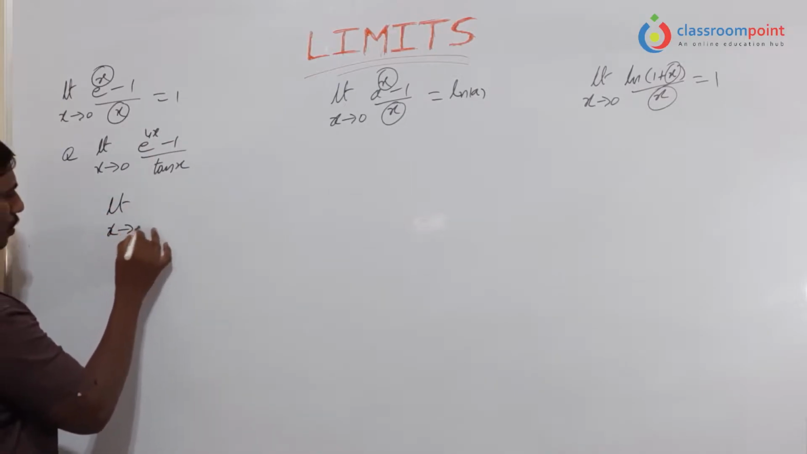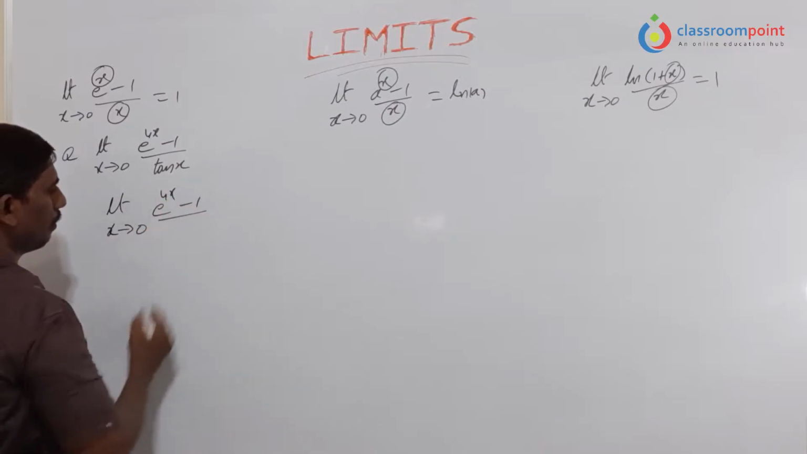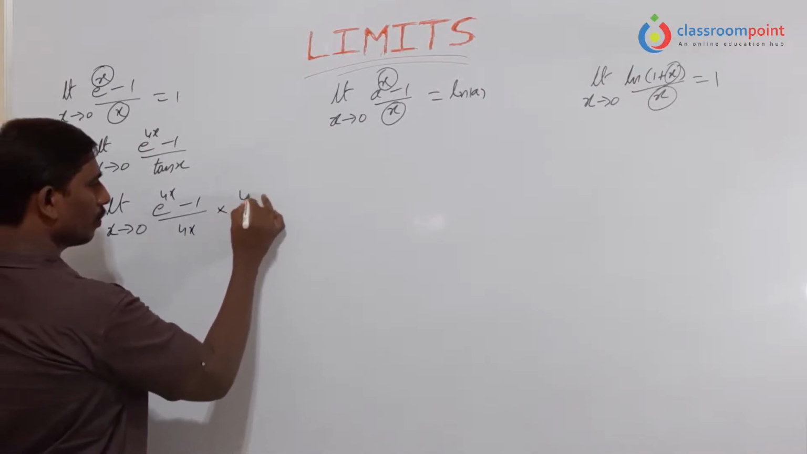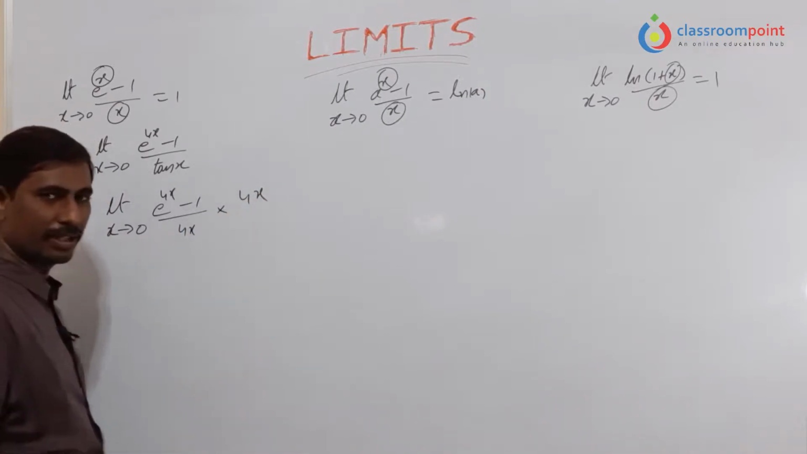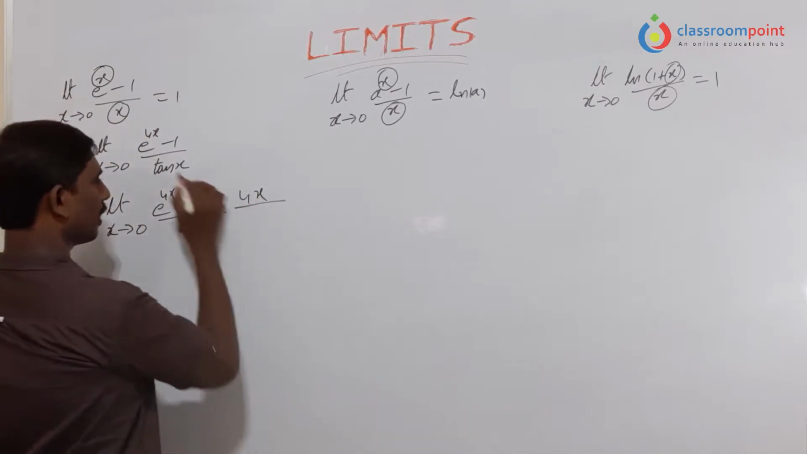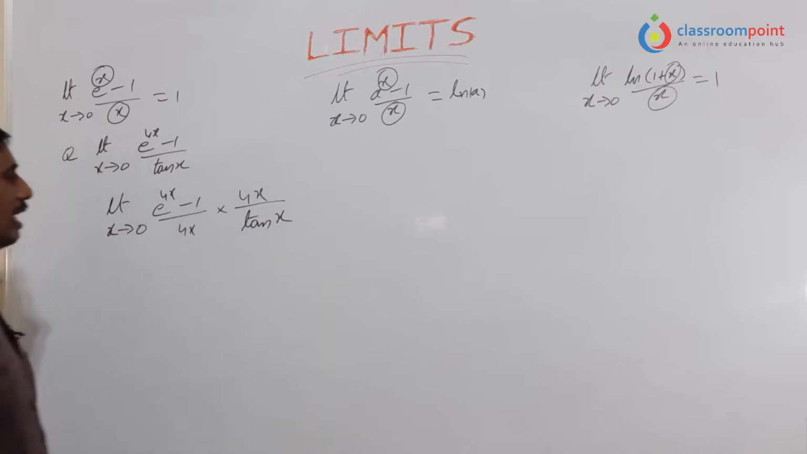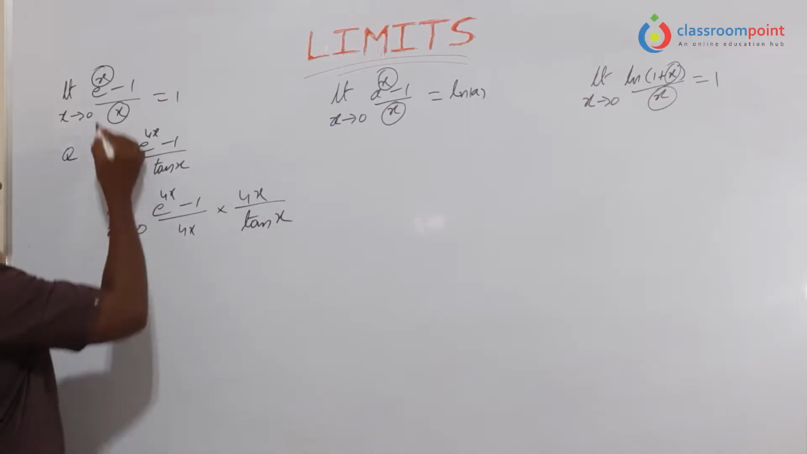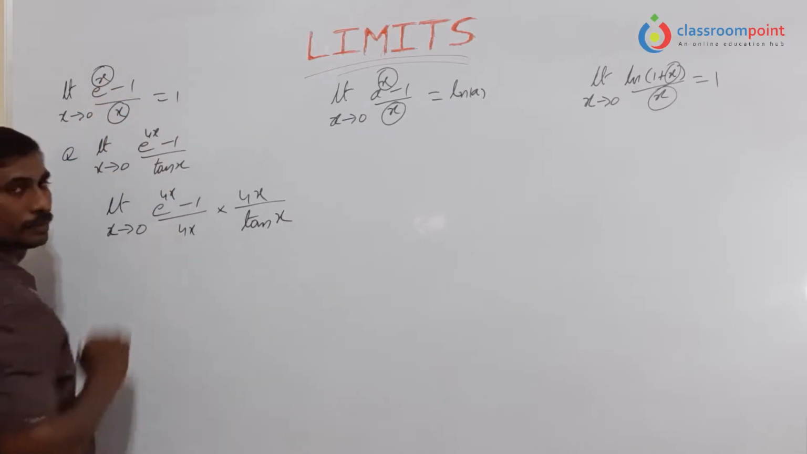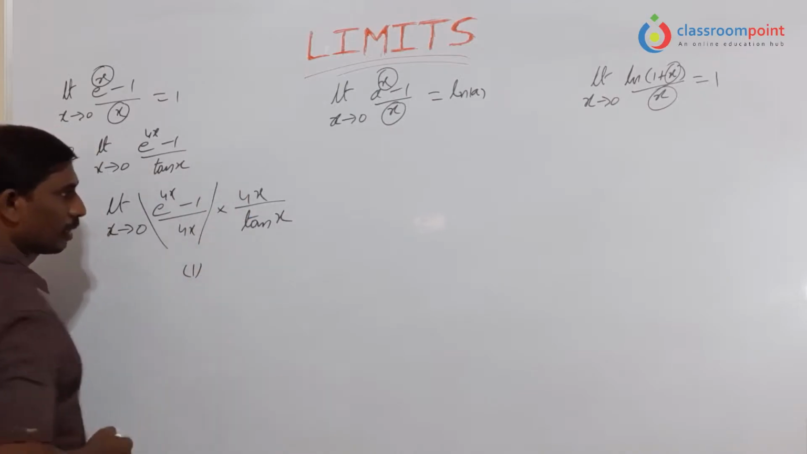Limit x tends to 0, (e^(4x) − 1)/(4x) into 4x. Multiplying and dividing with 4x, I am doing here, nothing. So tan x as it is, what they are given, I am writing here. Now, by using this formula, these both are same, then the result is 1. So that means this total value is 1.